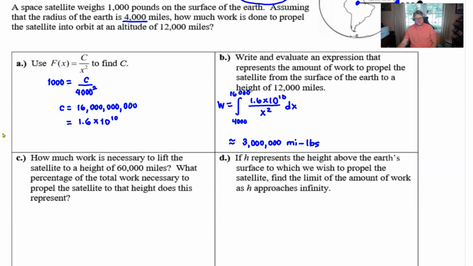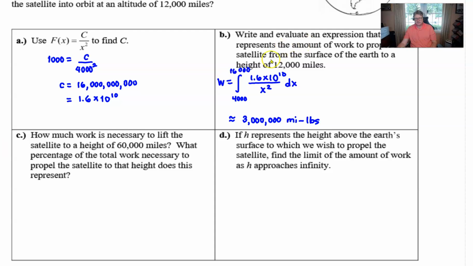Now, if we move to part C, the question is how much work is necessary to lift the satellite to a height of 60,000 miles. So now this thing is going to be moving way into the upper parts of our atmosphere, way beyond our atmosphere for that matter. And I would say at 60,000 miles, we can say that we're in what we would call deep space.